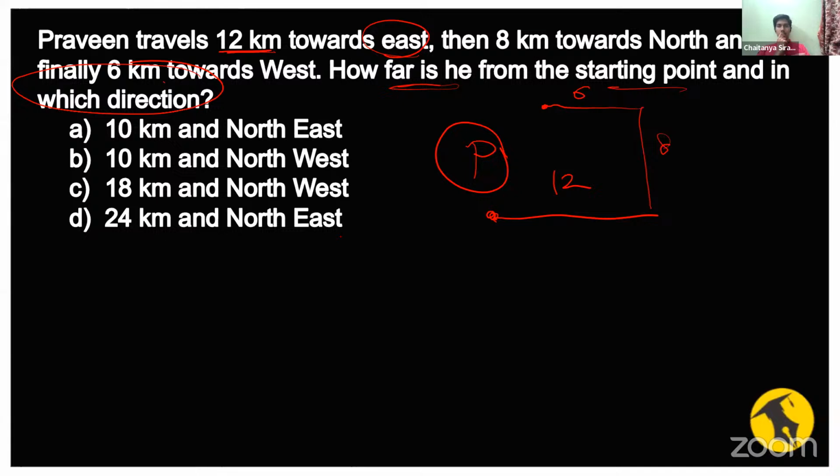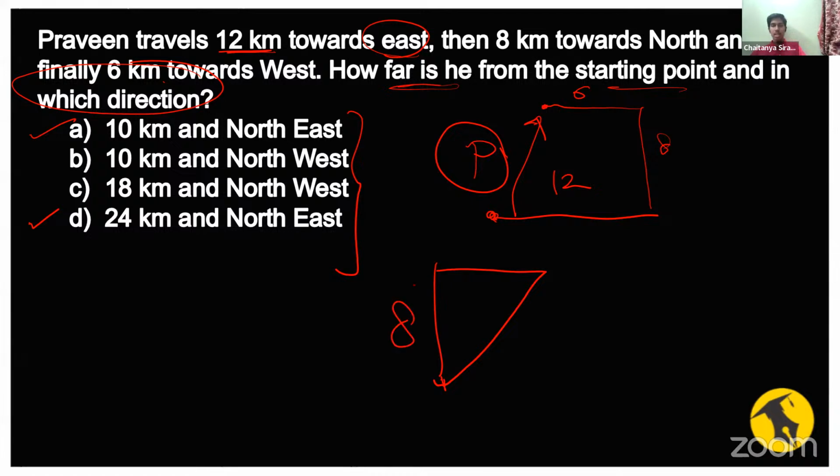In which direction is he from the starting point? So he is in northeast direction, so it should be either option A or option D. And for the distance, I can draw a right angle triangle this way. So he traveled 8 kilometers in vertical, and for horizontal direction, the net effect is 6. So you remember the triplet 6, 8, and 10.